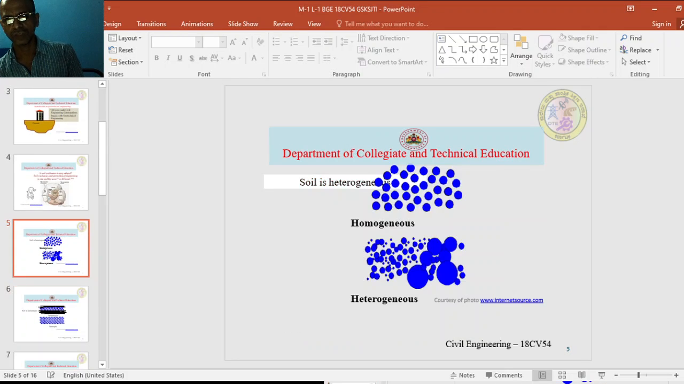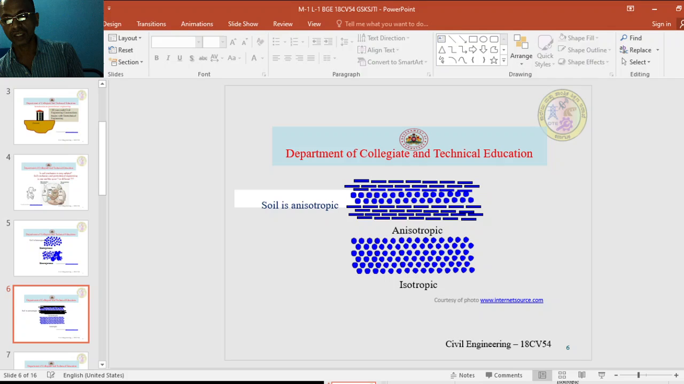Now, soil is a heterogeneous material. It is not homogeneous. Homogeneous means all the particles are identical in nature, but it is not so. Does it have identical properties in all directions? No, it does not. As it is complex in nature, it has different properties in different directions, therefore it is anisotropic in nature.